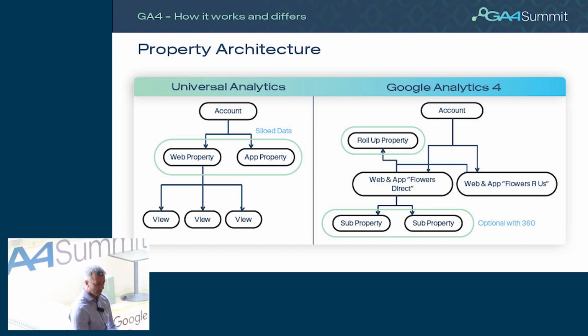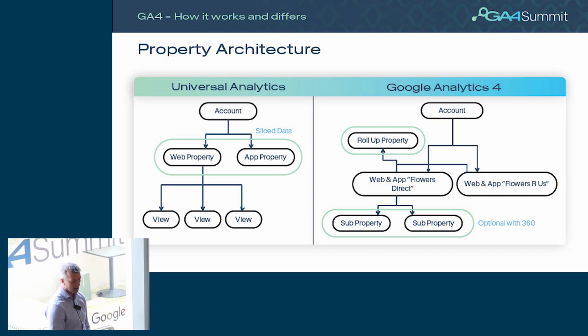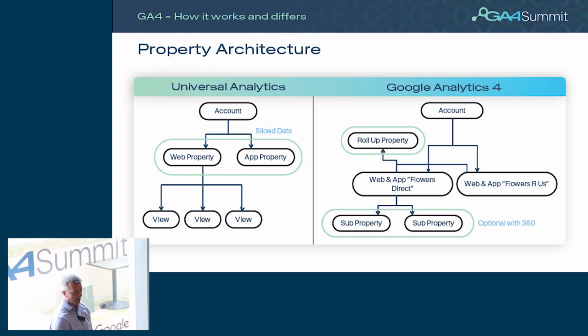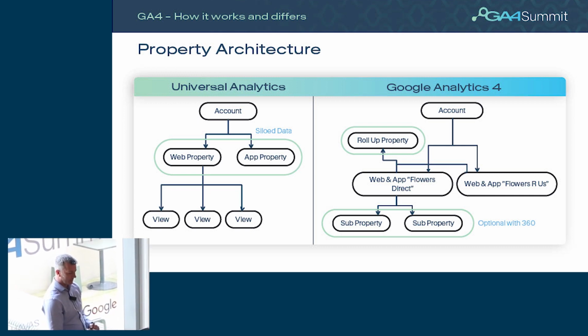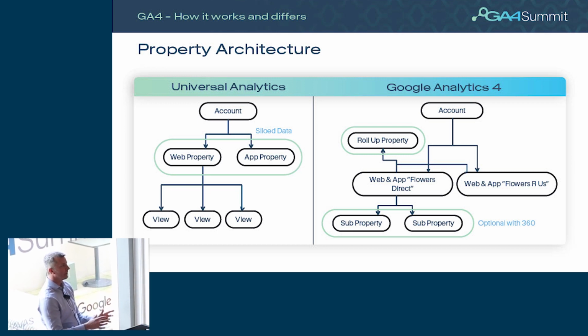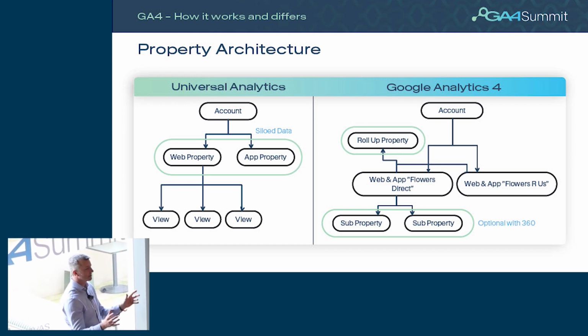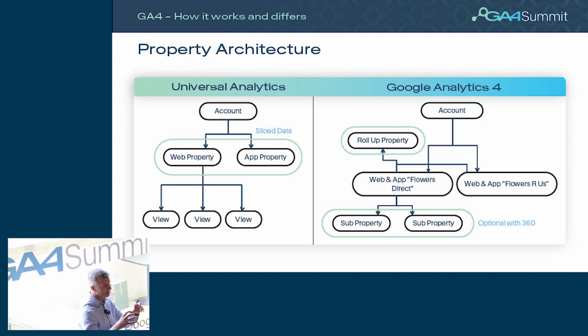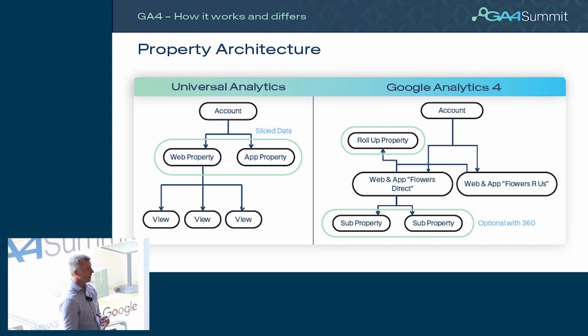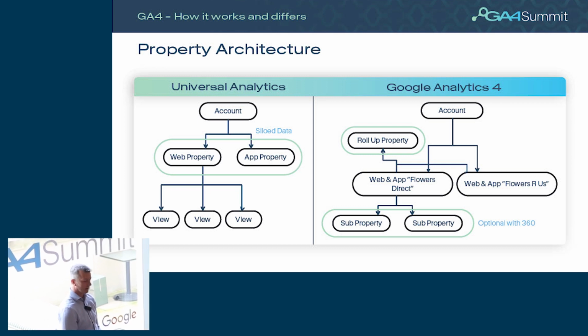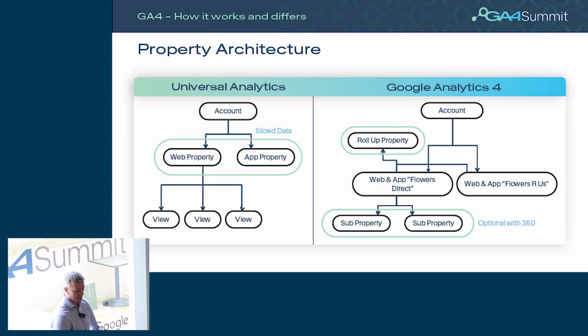So GA4 is a kind of simplified architecture in effect, and the whole idea is you create one property for one customer or user base, and that means if you've got an app and a website that has the same customer base, you put all that data into the same property, and when it sits in that same kind of silo, you can understand and access that and report on your users and not your website and your app separately.